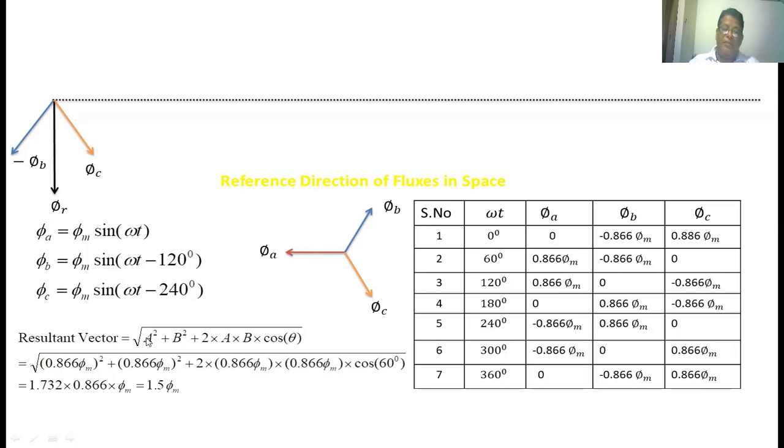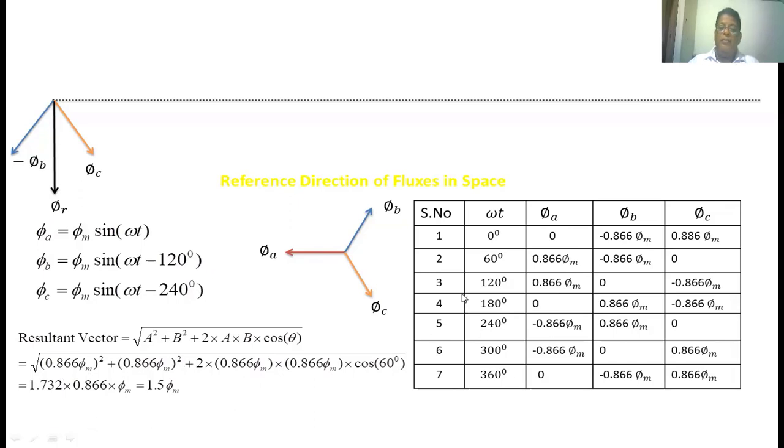Now the magnitude of A, see here, this vector magnitude becomes 0.866 phi m. The magnitude of the second vector becomes 0.866 phi m. Plus 2 into, again, the magnitude of the first vector and the magnitude of the second vector, the cos of the angle between the two vectors. If you simplify this, finally you are getting 1.5 phi m. This is the direction of the resultant flux. The magnitude of this resultant flux becomes 1.5 phi m, where phi m is nothing but the maximum value of flux coming from one phase.